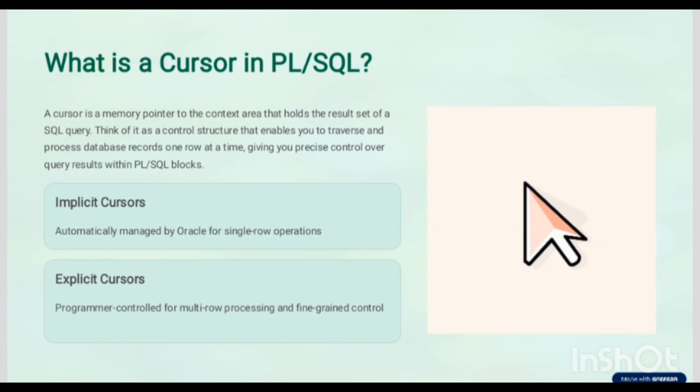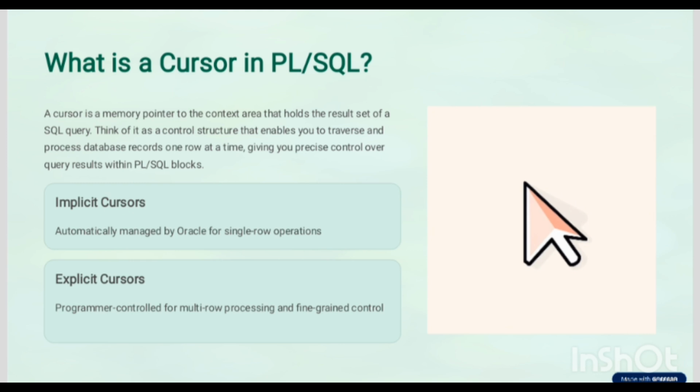Let's talk about what a cursor is. When we execute SQL queries inside PL/SQL, Oracle creates something called a context area, and this area stores the result of that SQL query. A cursor is simply a pointer to this memory space. Think of it like a bookmark in a book. It helps us keep track of where we are while reading multiple rows of data.